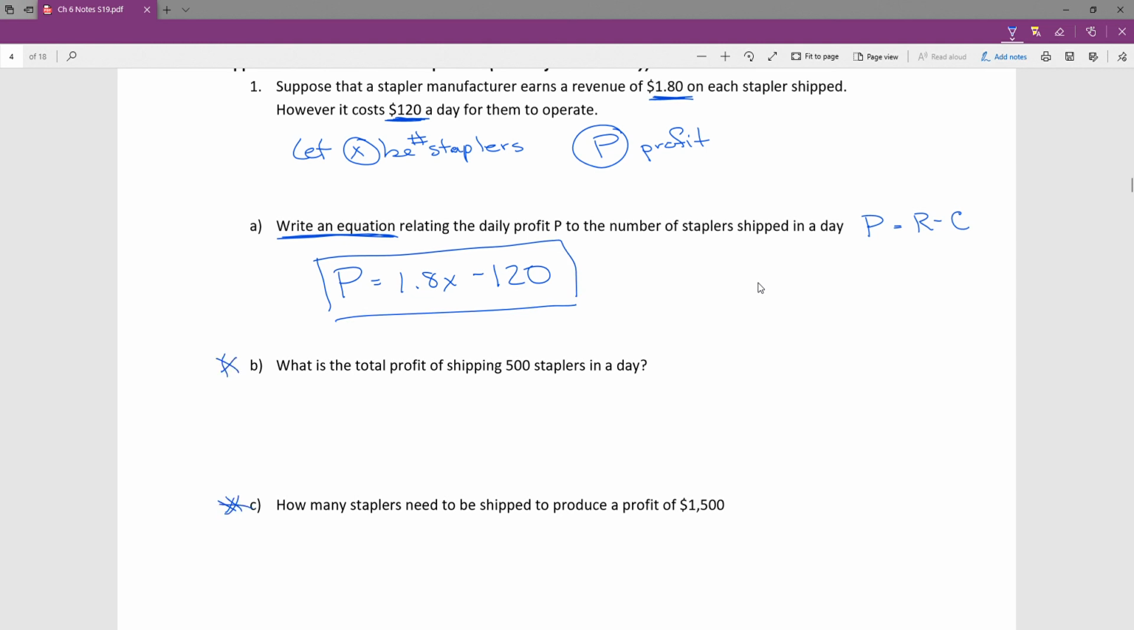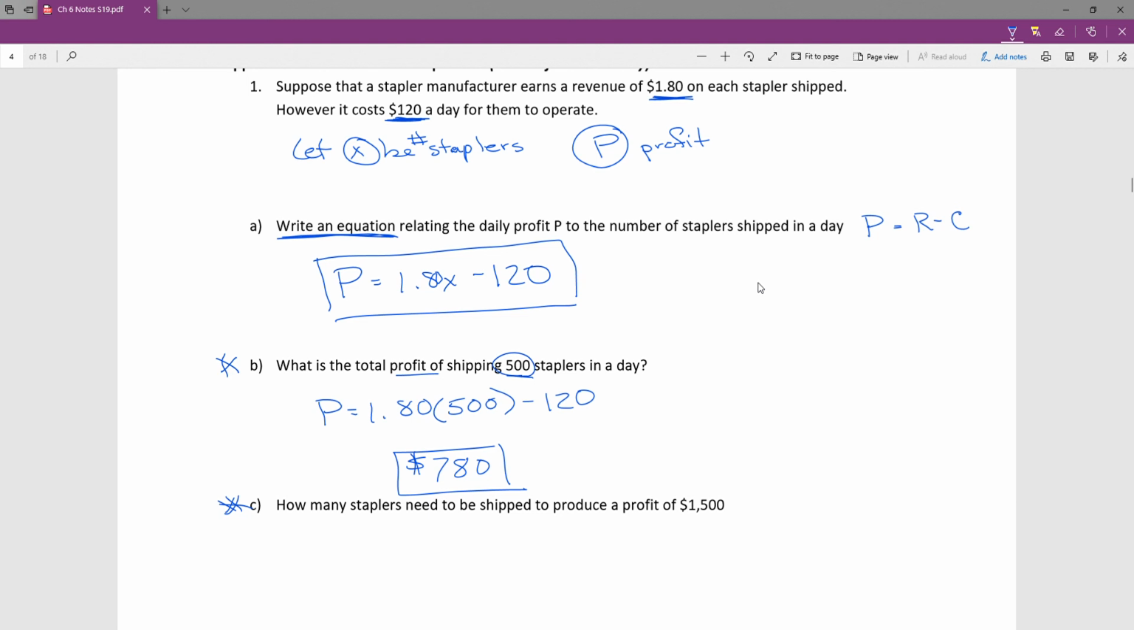Okay, so it says here, what's the profit if you shipped 500 staplers in a day? Lucky you. So your profit would equal 1.80 times 500 minus 120. So you can just use your calculator on this one, and it works out to be $780. That's how much you would make if you shipped 500 staplers in a day.